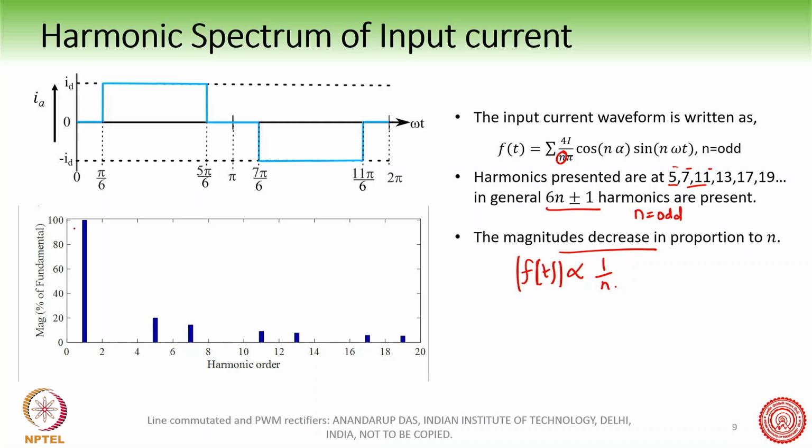So here you can see that you have this fundamental, and the fifth harmonic is 1/5 of the fundamental. So if this is 100%, the fifth harmonic is 20%, and then the seventh harmonic is 1 by 7, the 11th harmonic is 1 by 11, like that.